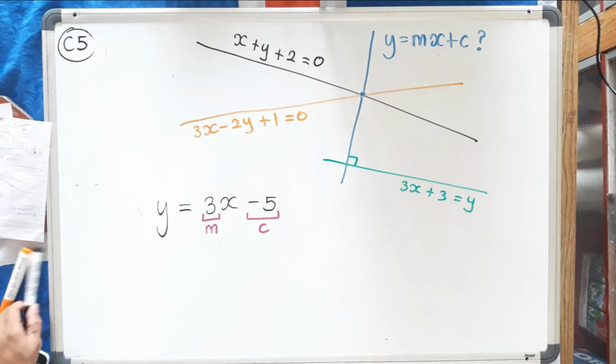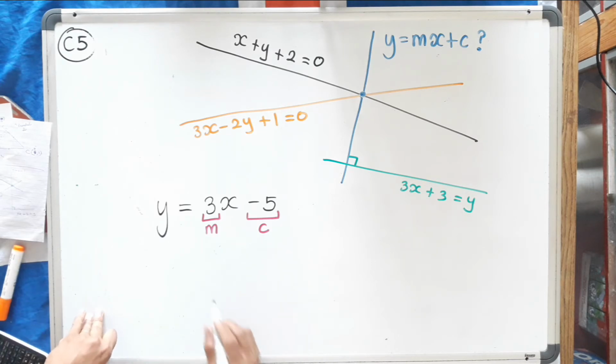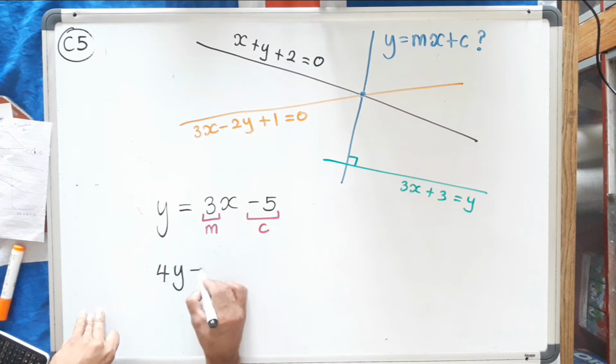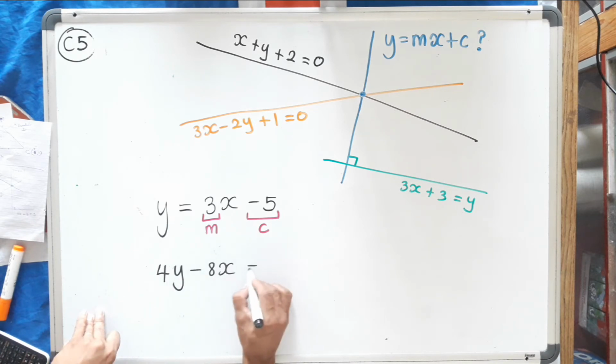So let's change this up a little bit. If I had the line 4y minus 8x is equal to 10.